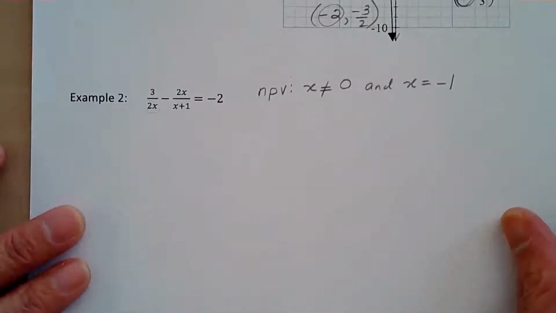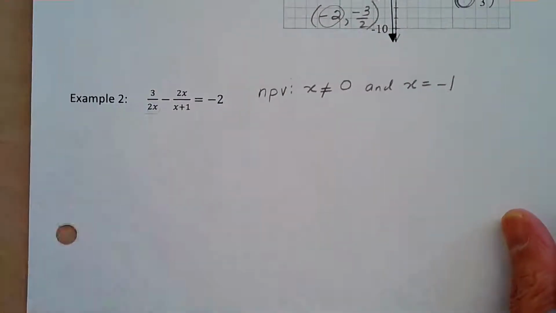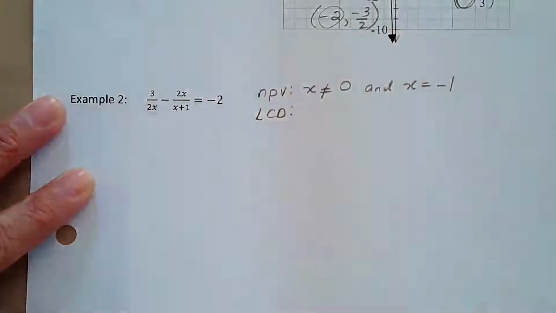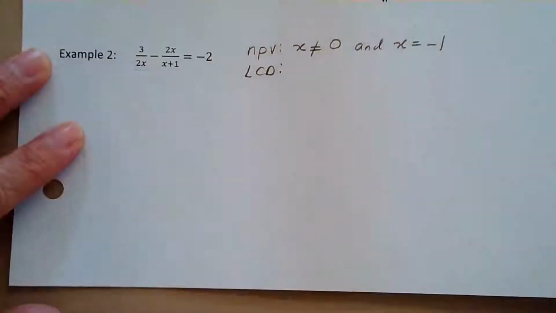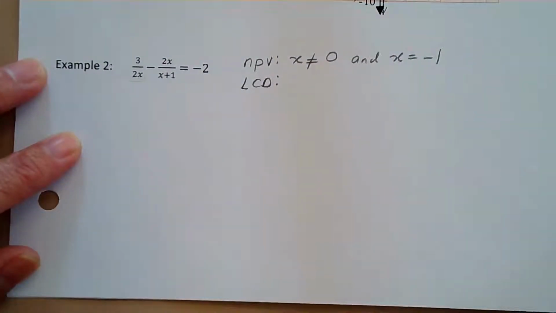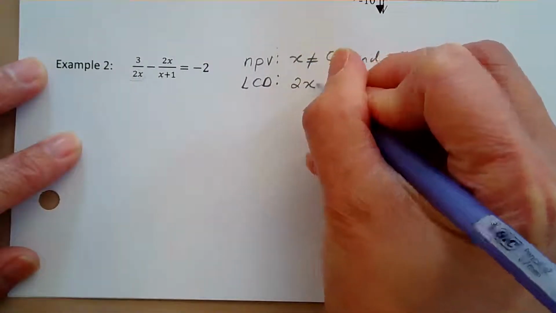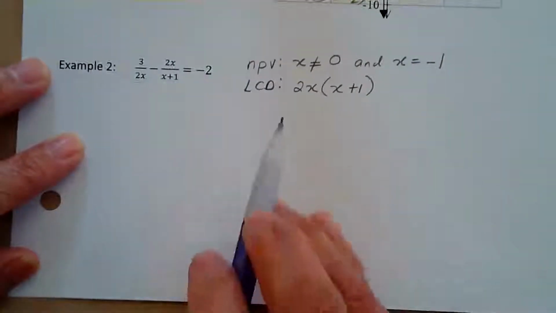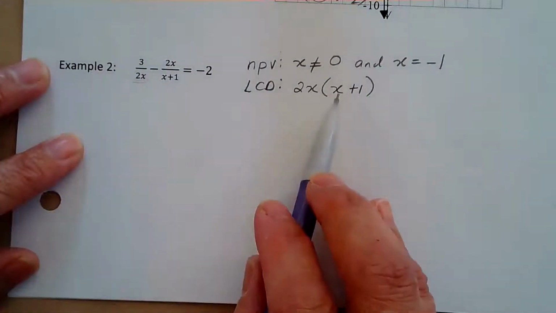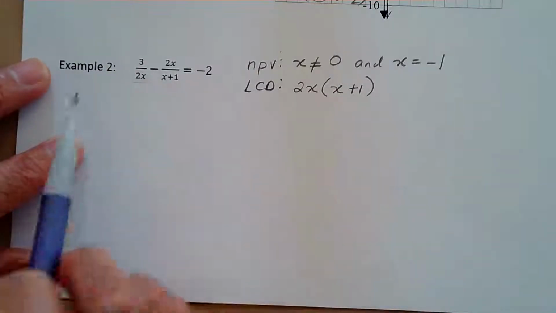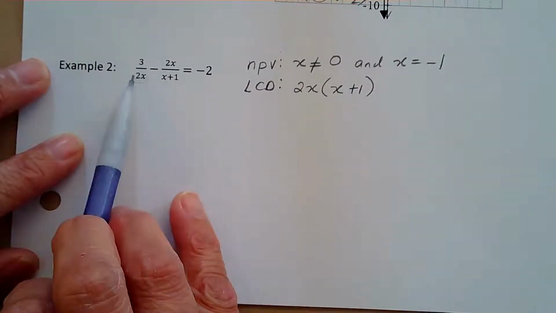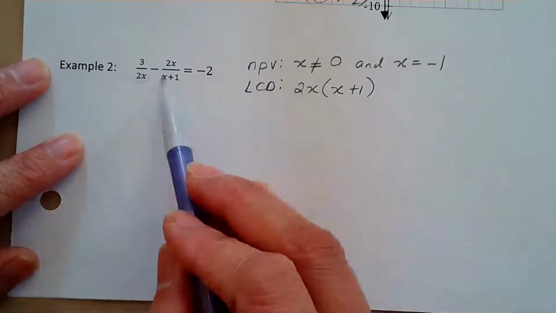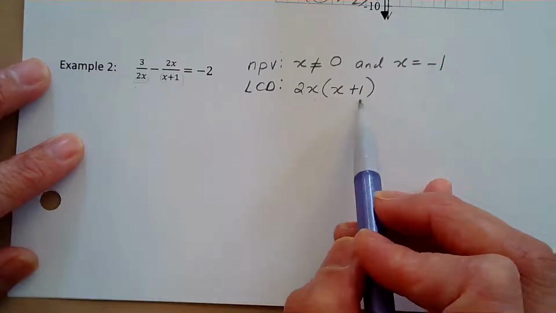So what we're going to do is get rid of the denominator by figuring out the LCD, multiplying by the lowest common denominator. What's the lowest common denominator? Okay, so 2x times x plus 1. So you look at this one. What are the factors in here that I see? I see a 2, so I put a 2. I see an x, put an x. I see an x plus 1, so x plus 1.